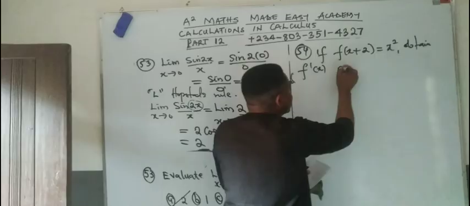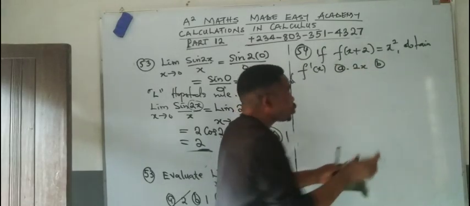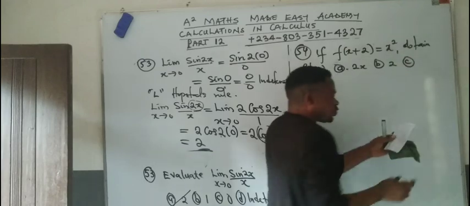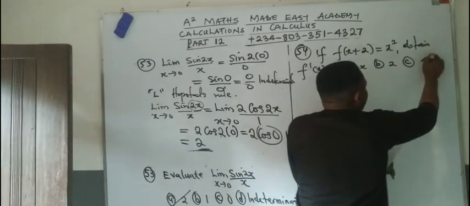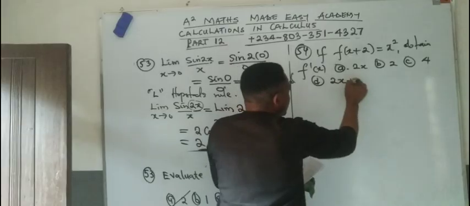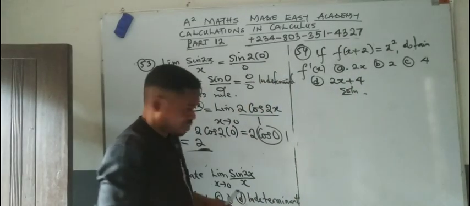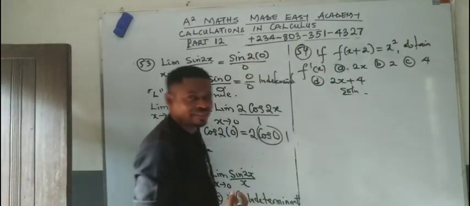Now option A says 2x. Option B says 2. Option C says 4. Then option D says 2x plus 4. Please be careful in this question. What did I say? Be careful. The word prime means the derivative with respect to x.